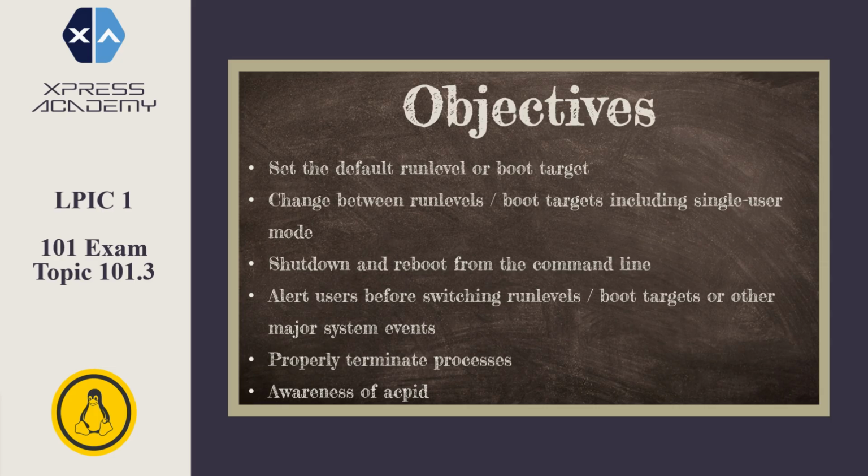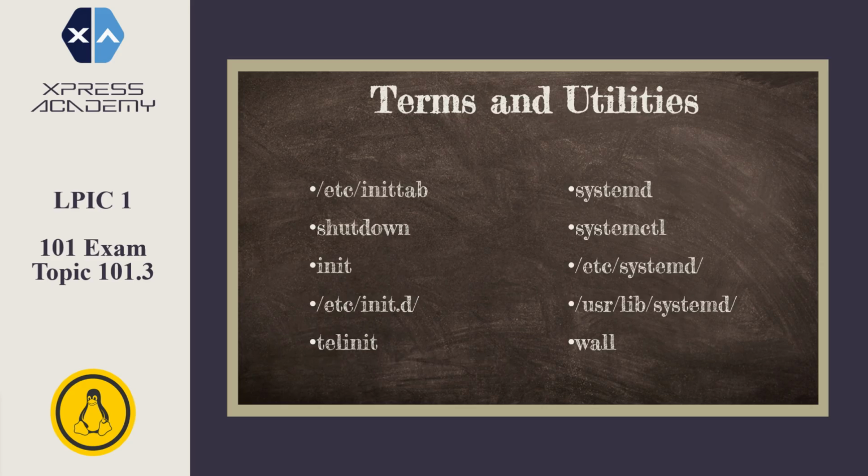The key knowledge areas are: set the default run level or boot target, change between run levels or boot targets including single user mode, shutdown and reboot from the command line, alert users before switching run levels or boot targets or other major system events, properly terminate processes, and awareness of ACPI. And this is the partial list of used files, terms, or utilities according to the Linux Professional Institute website.